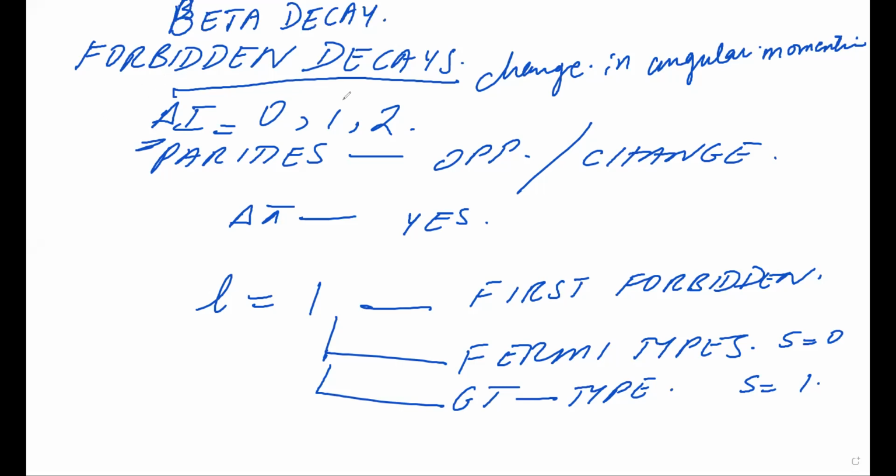Forbidden decays, just like Asad was just explaining, are decays that have a lower probability of happening and hence a longer half-life. Within these decays we again have subtypes. We were talking about the first forbidden decay, which corresponds to L equal to 1. This subtype is further divided into Fermi types and GT types, depending upon whether the total spin S is equal to 0 or equal to 1. So we are going to start from here.